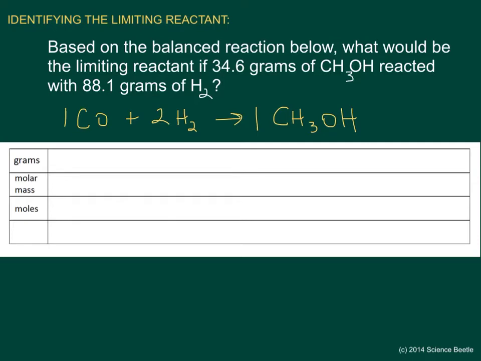In this video, I'm going to show you how to identify the limiting reactant. So we do have a balanced equation right here. We have 1 mole of carbon monoxide reacting with 2 moles of hydrogen gas, going to form 1 mole of CH3OH.